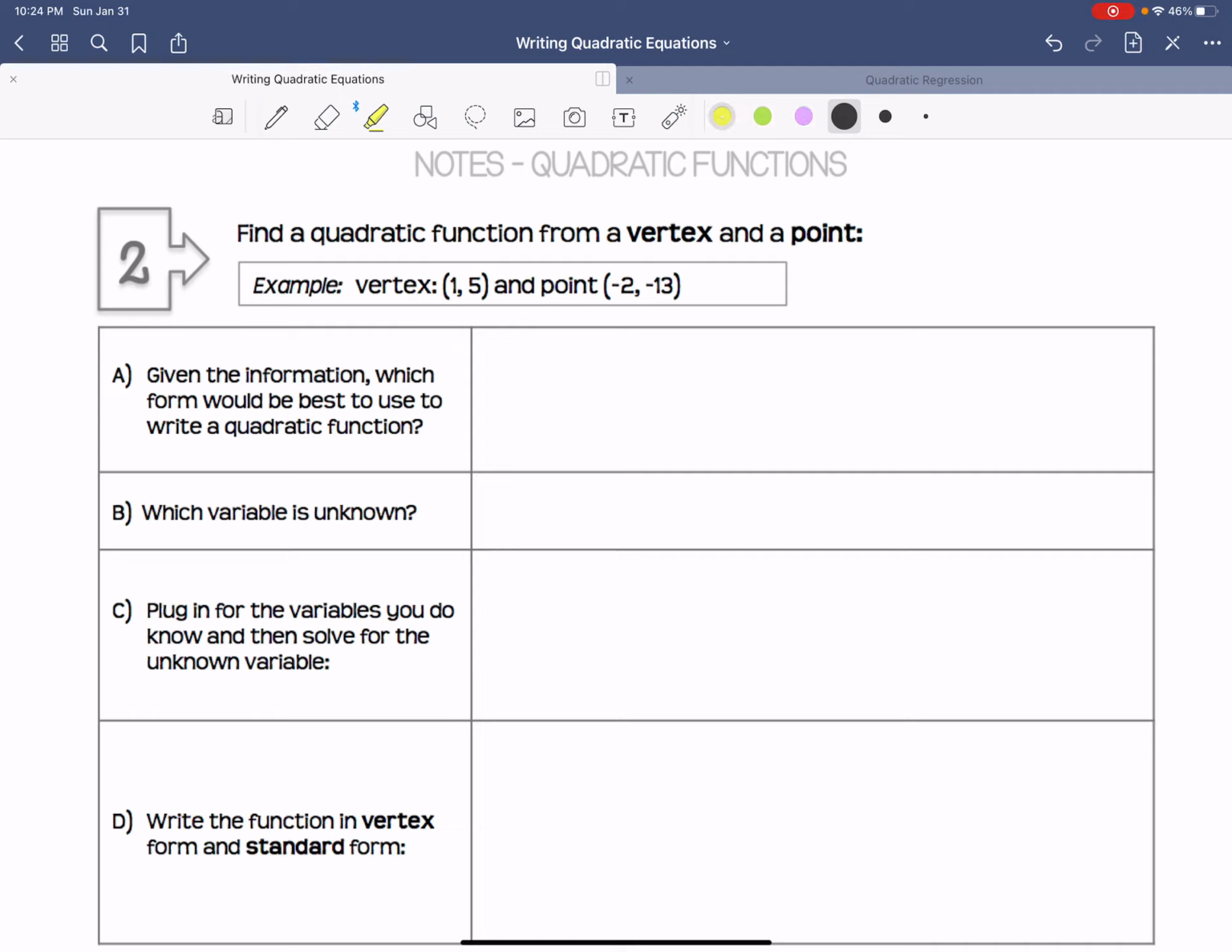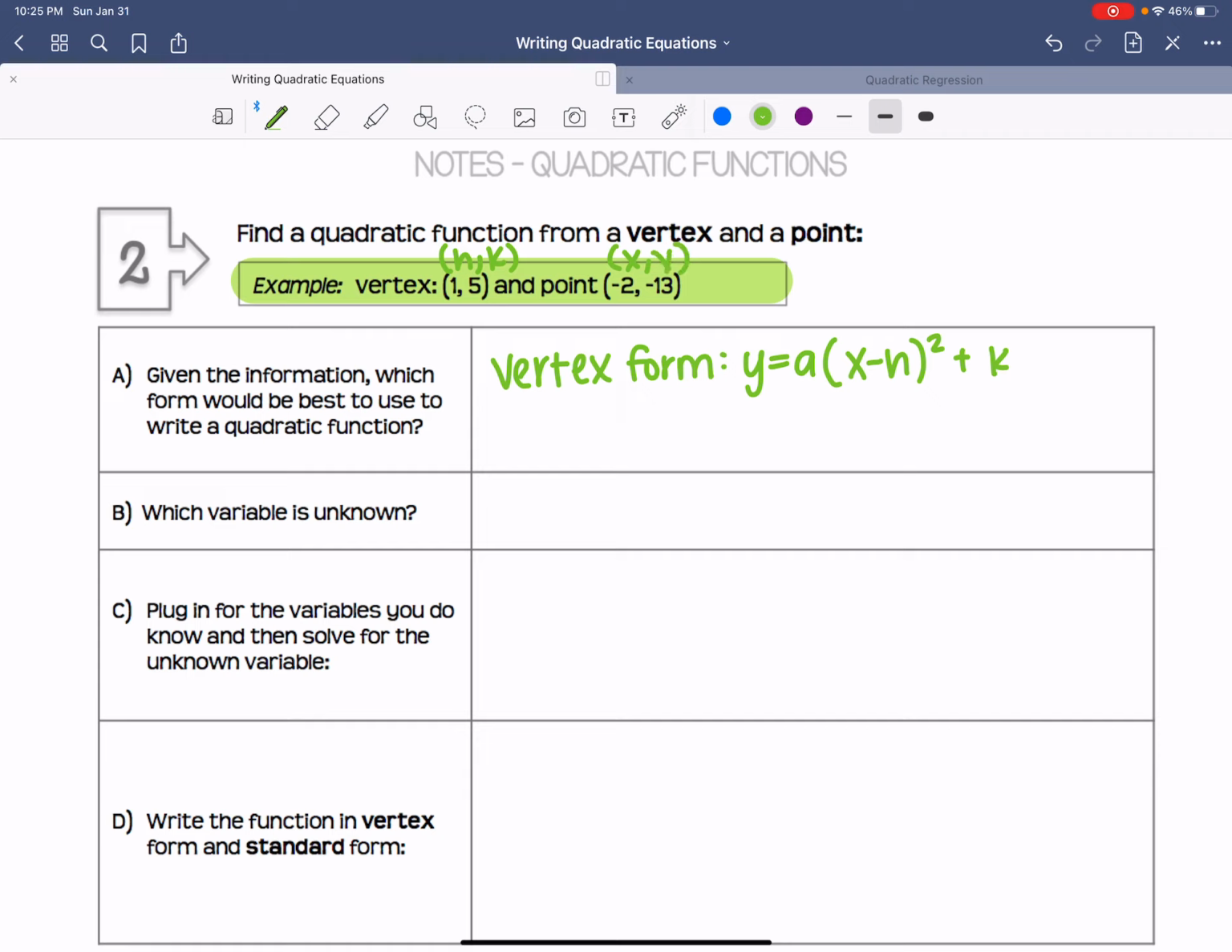In example 2, we want to find a quadratic function from a vertex and a point. So this time we have to think about which form is going to be best if we have the vertex and a point. Well, that might clue us in that we need to use vertex form. So vertex form, I'll remind you, is y equals a times x minus h squared plus k. And hk is our vertex, so up at the top I'm going to label that. So we have hk, and then we have just a point xy.